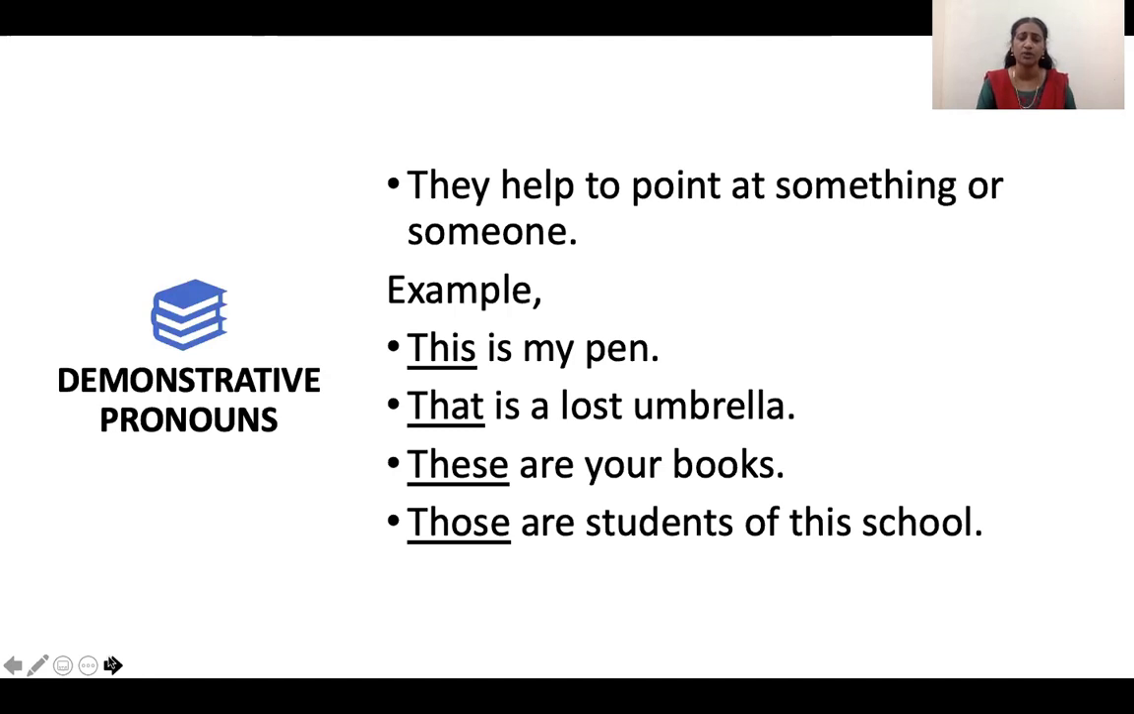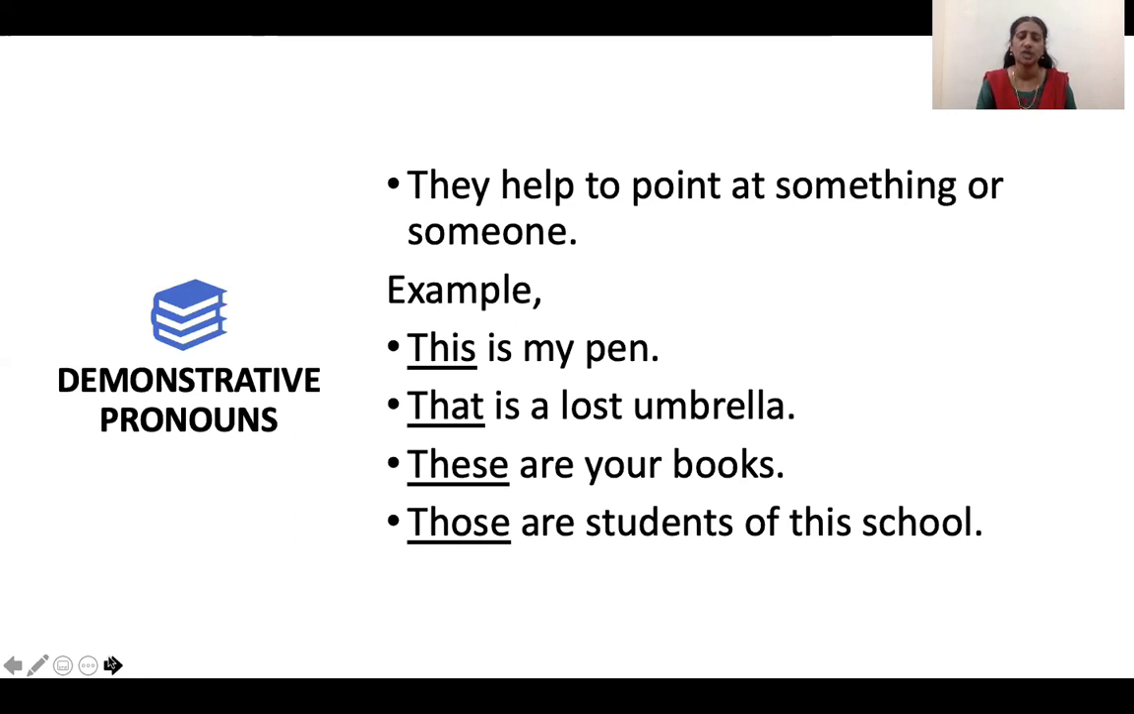That is a lost umbrella. We are pointing out the umbrella which is lost. So we are using that is a lost umbrella, and that is the demonstrative pronoun. These are your books. We are talking about a particular set of books. So we are using the demonstrative pronoun these.